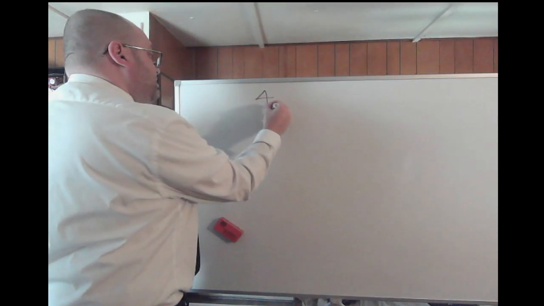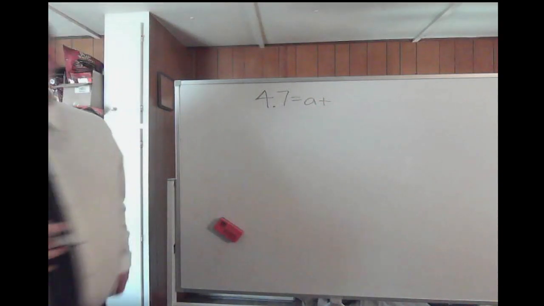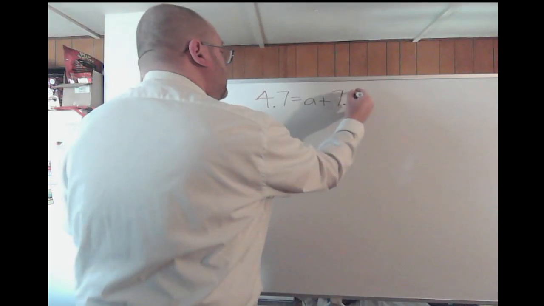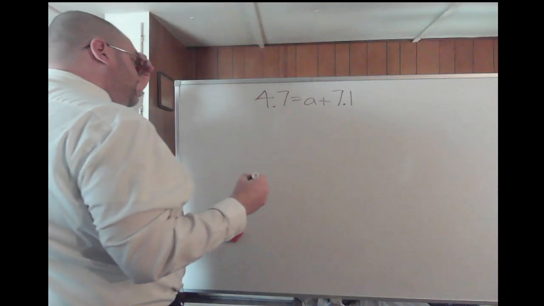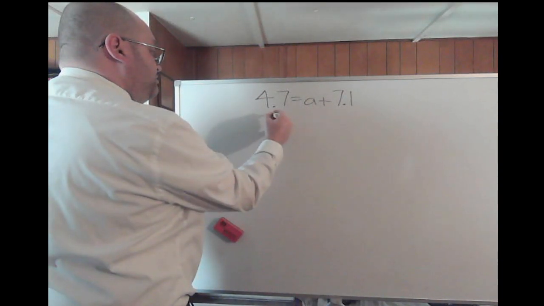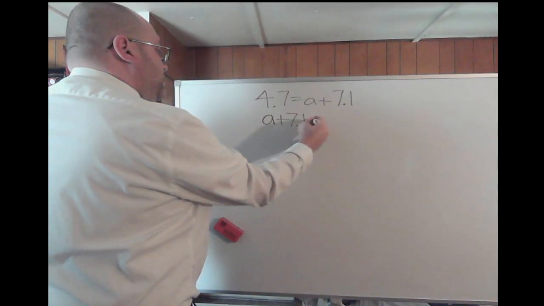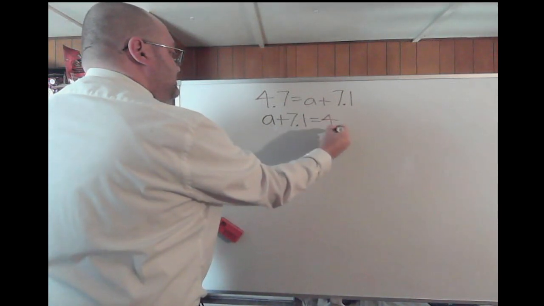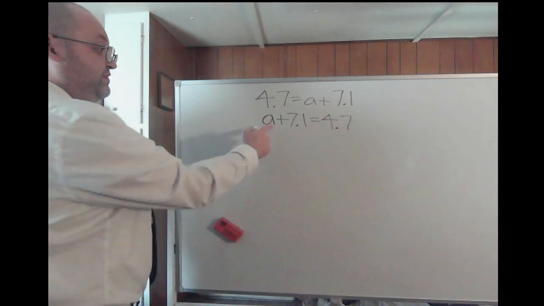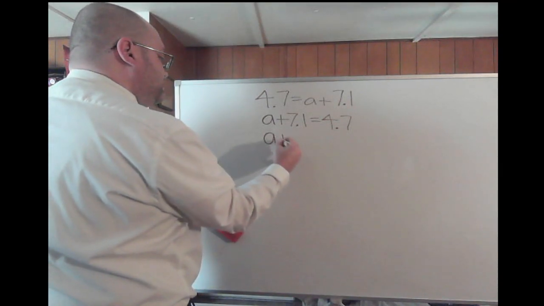Alright. We have 4.7 equals a plus 7.1. First, it would probably help if we switch these around, put the variable expression on the left-hand side, and then put the 4.7 on the right-hand side. I don't know about you, but that tends to help me a lot. Alright, so we have a plus 7.1. Well, we need to do a minus 7.1 in order to get a by itself.